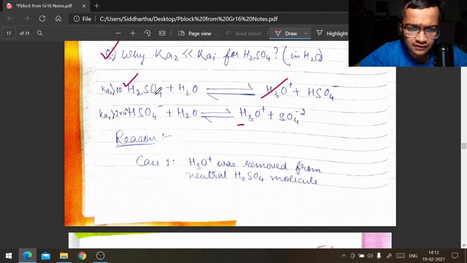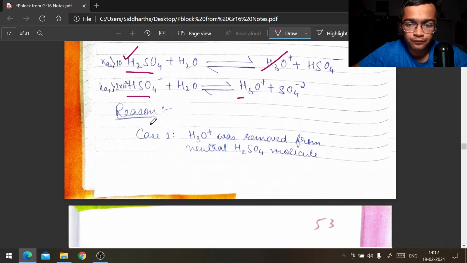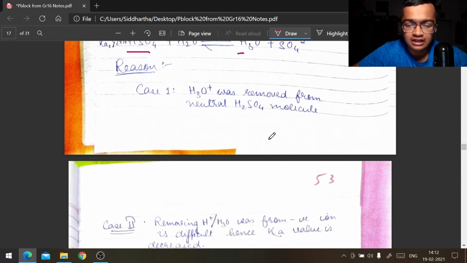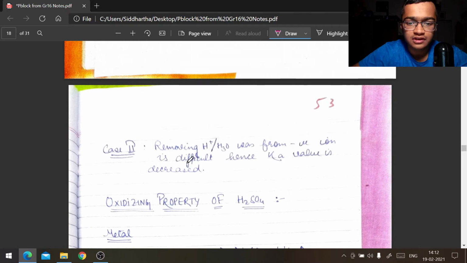Okay, let's see the first case. In the first case, H+ was removed from a neutral molecule, which is H2SO4, but in case 2, HSO4- is already negative, and from a negative ion it is difficult to extract another H+, so it is difficult, hence the Ka value is decreased. Everything is mentioned here, okay.